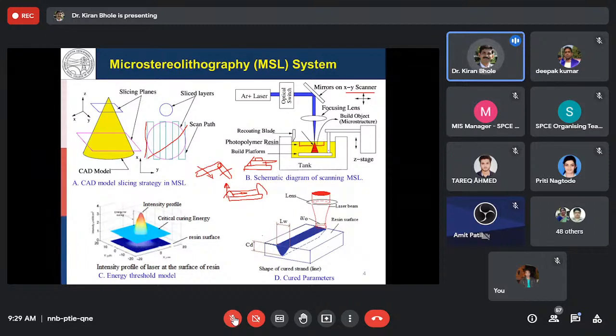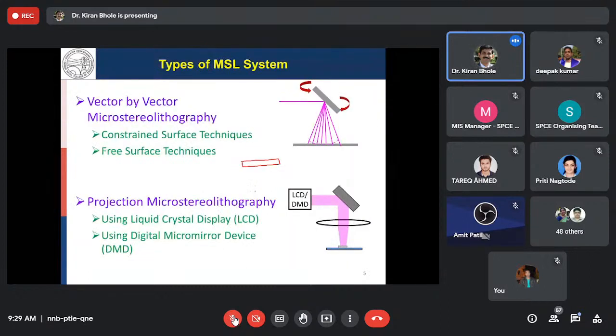But still, in our laboratory, Mr. Dada Saheb Rupnawar, one of the PhD scholars, has tried this constant surface and has obtained a layer thickness as low as 5 micron, and nobody has achieved this resolution so far. So he has attained a 5 micron layer thickness with the constant surface technique. So this is about vector by vector scanning micro 3D lithography.